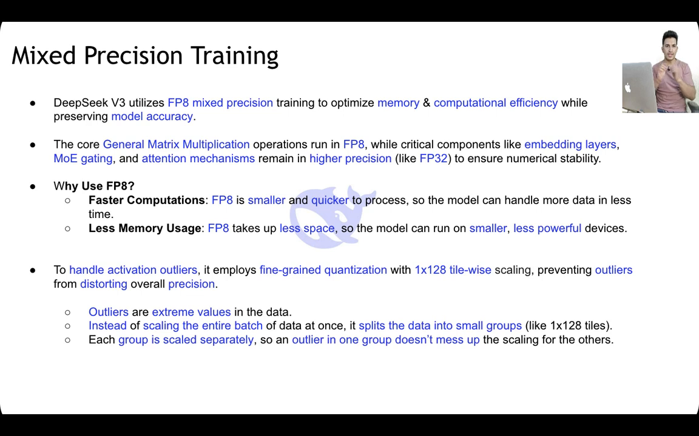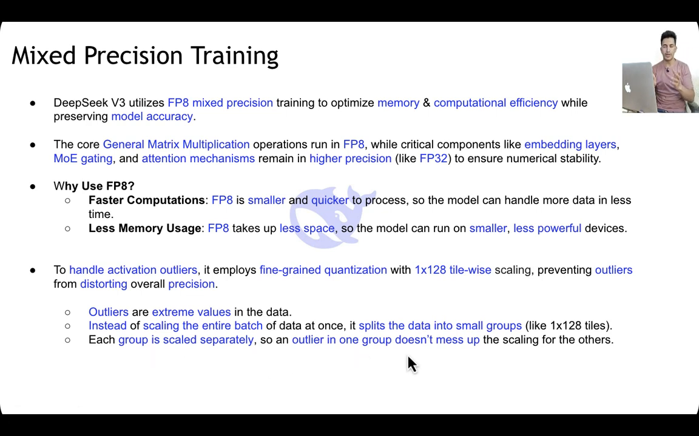So the quantization takes a hit because it's like a min-max scaling, right? So to handle activation outliers, they employed fine-grained quantization. That is, they did quantization at a 1 cross 128 tile-wise space, preventing outliers from distorting overall precision. Outliers are extreme values. Instead of scaling the entire batch of data at once with one scale factor, they split the data into smaller groups like 1 into 128 tiles. Each group is scaled separately, so an outlier in one group doesn't mess up another group.